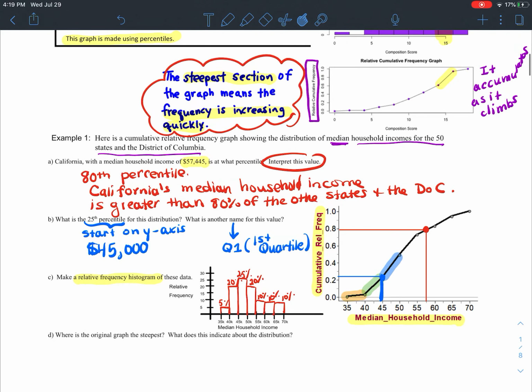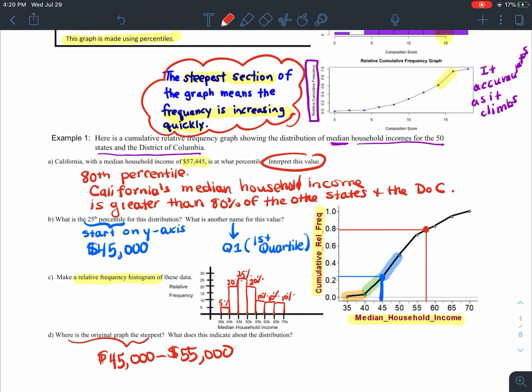The last part to this question says, where is the original graph the steepest? And it feels like the original graph is pretty steep from 45 to 50 and from 50 to 55. So we're just going to call that all one piece here, and we're going to say it's probably steepest from 45,000 up to 55,000. And we want to know, what does this indicate about the distribution? Well, let's see here.